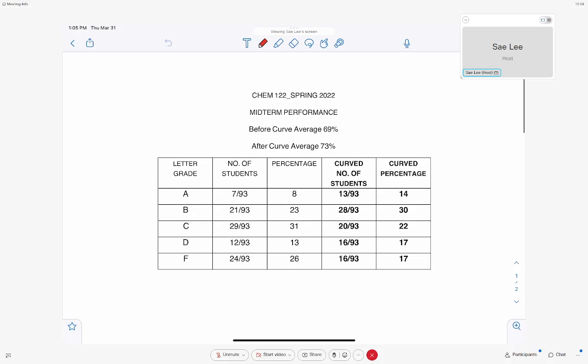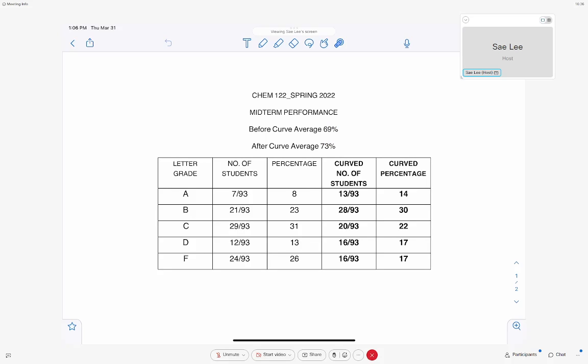So here is our class's midterm performance. Before the curve, the class average was 69%. About 8% of the students got A, 23% of students got B, 31% of students got C, 13% got D, 26% got F. And here are the number of students: 7 students out of 93 students got A, 21 students out of 93 students got B, and so forth. So what I did was I curved so that the class average increases to 73%.